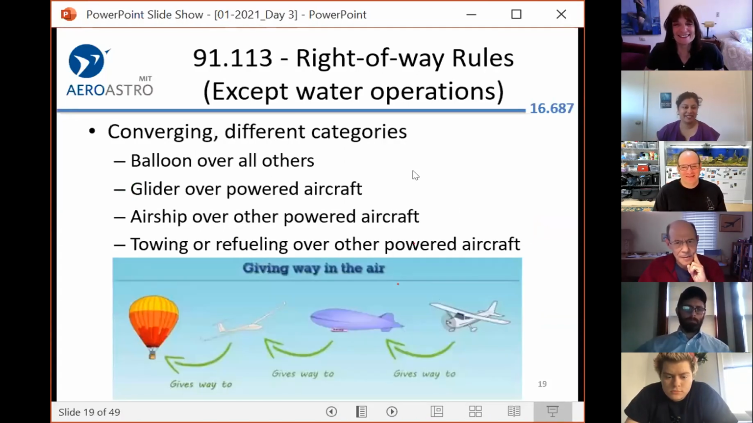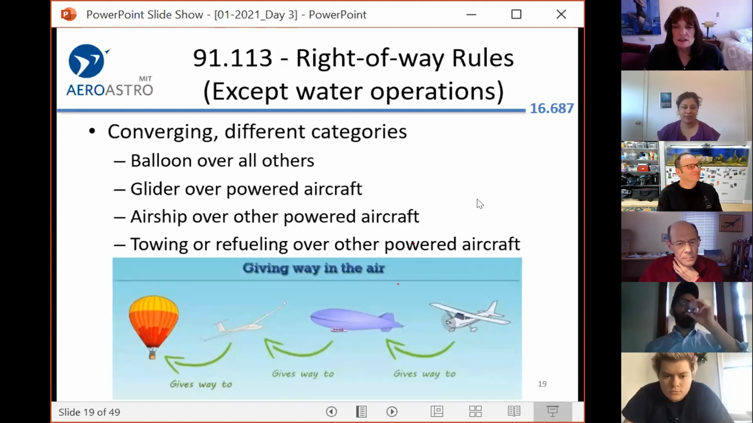So basically, the idea is that a glider has the right of way over all powered aircraft, and a blimp is technically an airship, which is a powered aircraft. So it has priority over all other powered aircraft. But again, an aircraft refueling another aircraft is not going to be that agile. So generally get out of the way, but you're very unlikely to see any of this in the air.